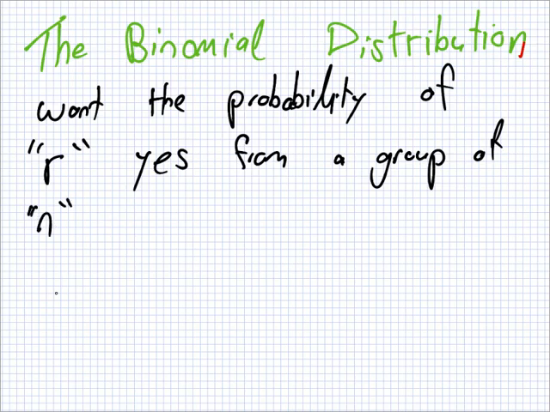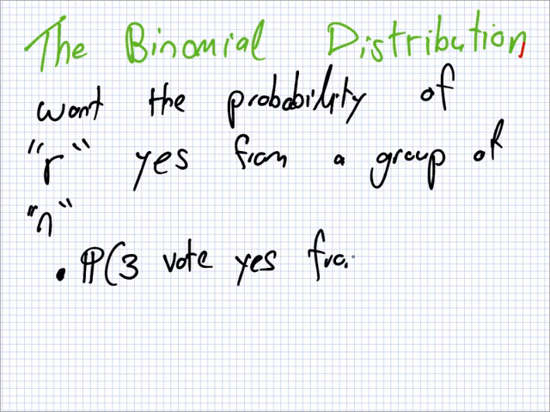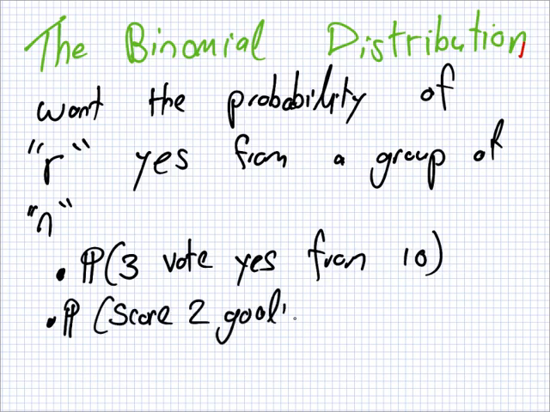So I'll give you some examples. So some examples would be, the probability that 3 people vote yes from 10 people. Or for example, the probability of scoring 2 goals in 5 attempts.